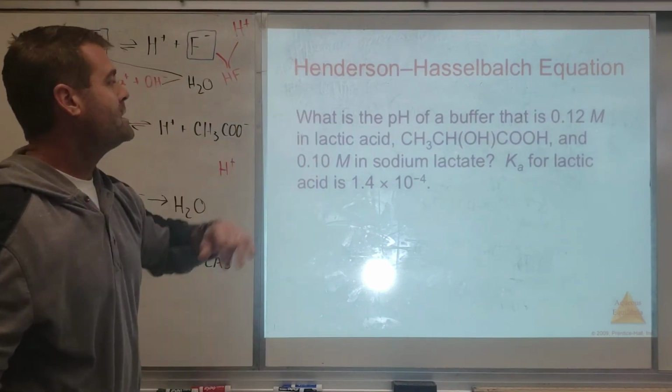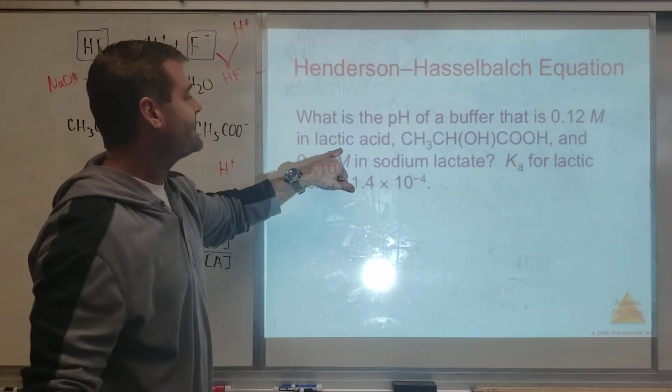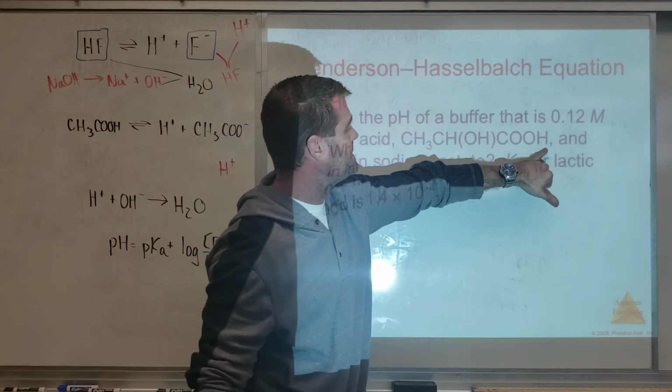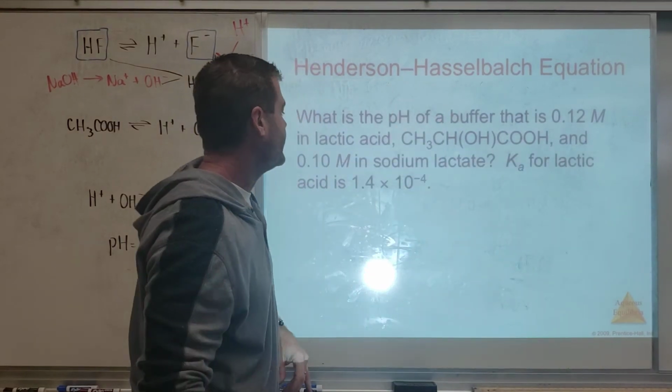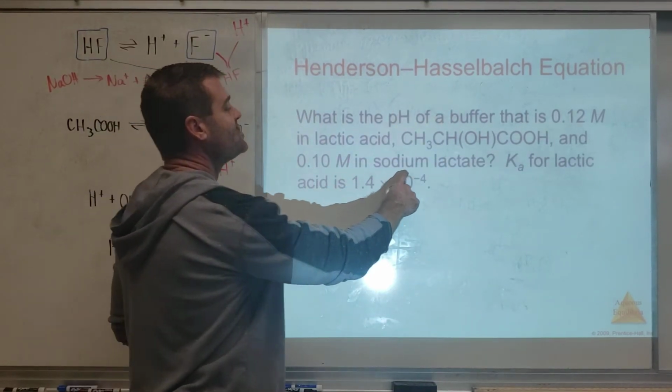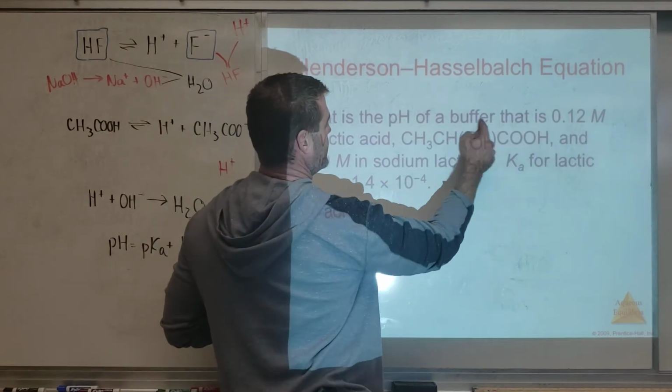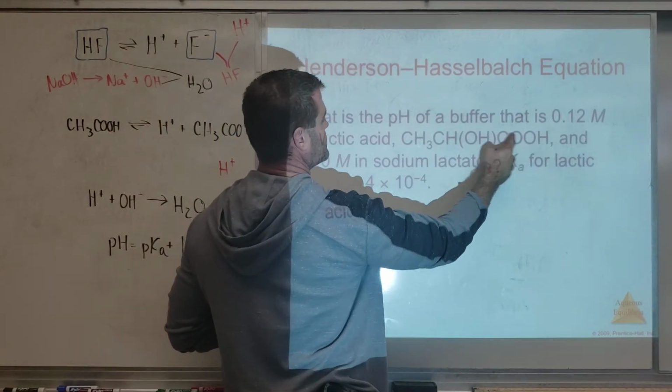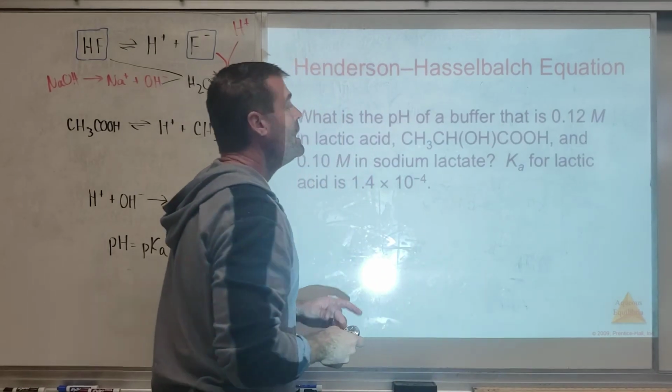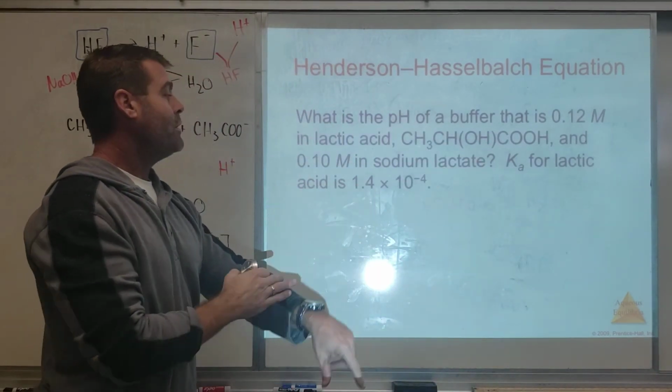Okay, so we want to know what's the pH of a buffer that's 0.12 molar in lactic acid. You guys see it's this big old funky acid, but it's just this hydrogen that it gives up, so don't worry about that. And then we have 0.1 molar sodium lactate. Lactate is the conjugate base. You guys remember the conjugate base is just the same thing without the hydrogen. The Ka for lactic acid is 1.4 times 10 to the -4.